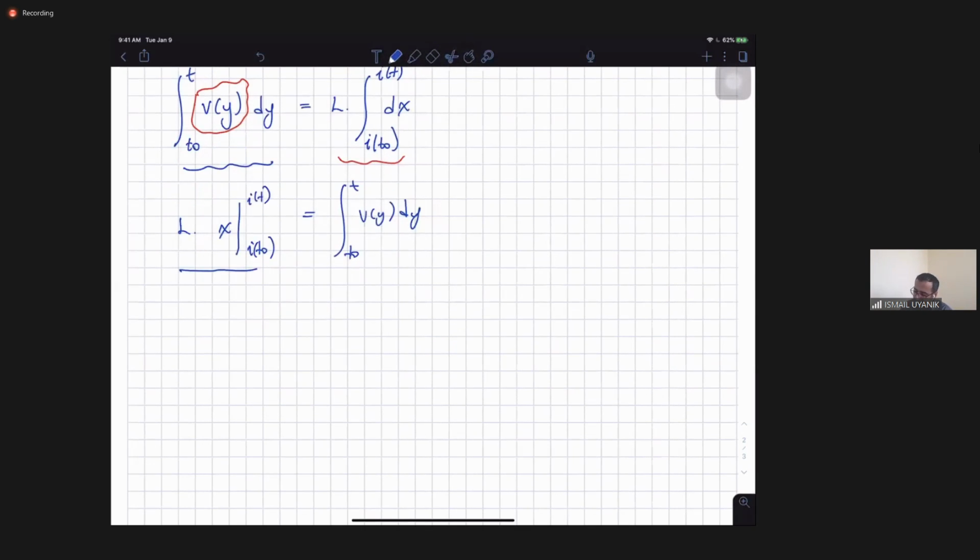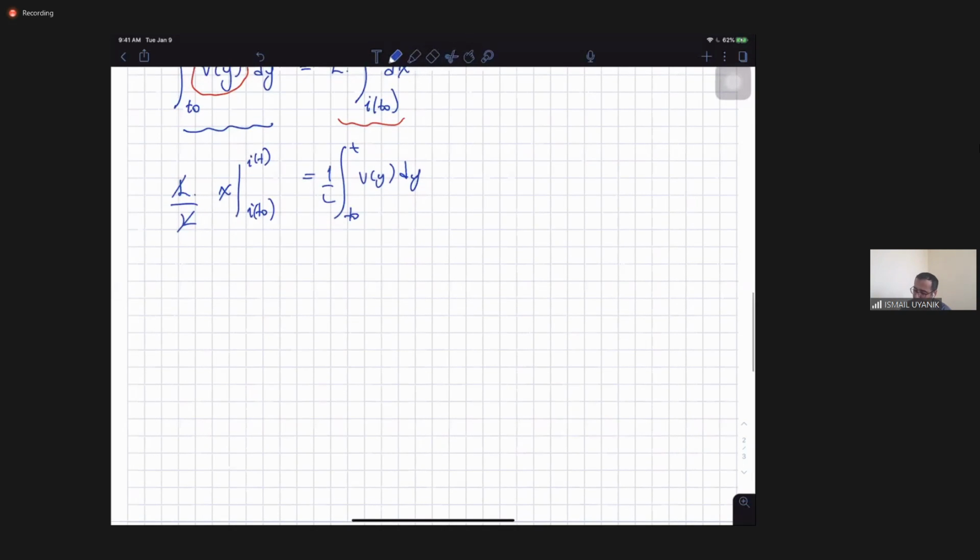I can first actually take this L to the left-hand side, right? So I can divide everywhere by L. So that will be 1 over L. And then the left-hand side will be i(t) minus i(t0) equals 1 over L times the integral from t0 to t of v(y) dy, right? This i(t0) is the initial condition, so basically that should be known. I should know the initial condition of the current so that I can calculate the rest.